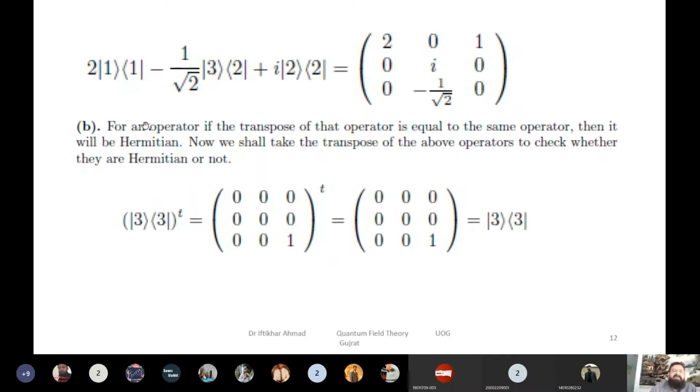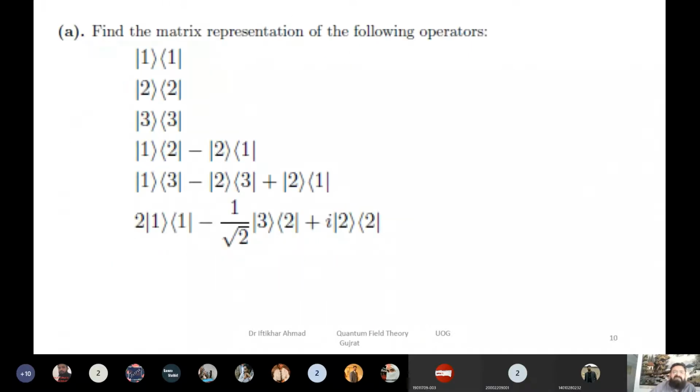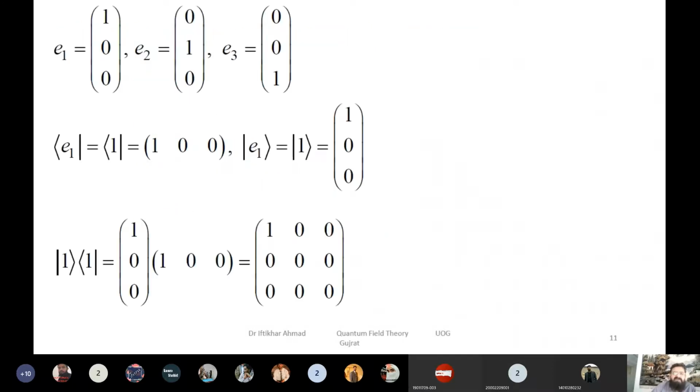The next one, for an operator, if the transpose of that operator is equal to the same operator. If you take the transpose of any operator and you get the same value, then this operator is called a Hermitian operator. Now we shall take the transpose of the above operators to check whether they are Hermitian or not. So one by one you express them, apply the transpose on these operators 1, 2, 3, 4, 5 and 6, and then you check which operator is Hermitian and which is not Hermitian.